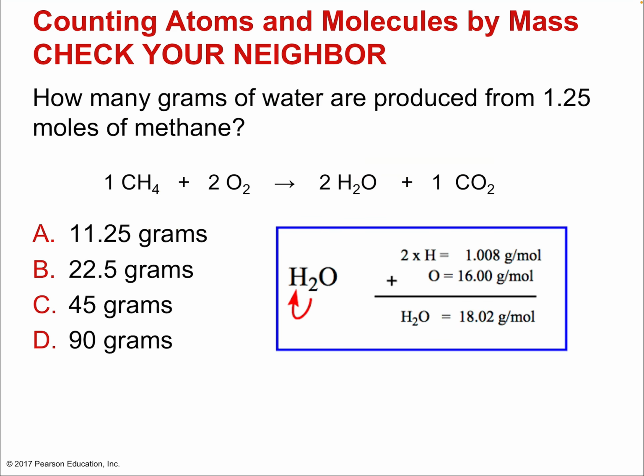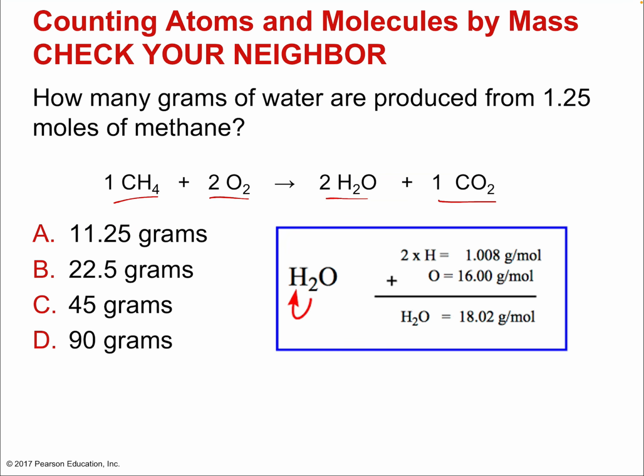Okay, let's do another one. How many grams of water are produced from 1.25 moles of methane? So here's the methane. Here is the diatomic oxygen. Here's the product of the water and the other product, which is the carbon dioxide. So one thing to consider is the actual atomic mass of water. And here I'm showing you how you would come up with that value.